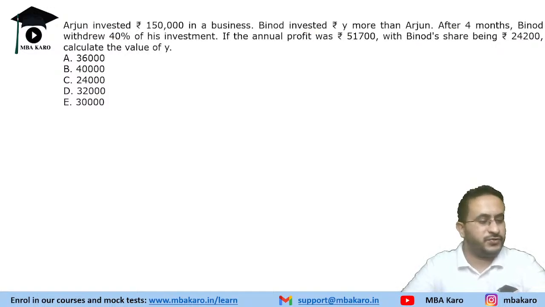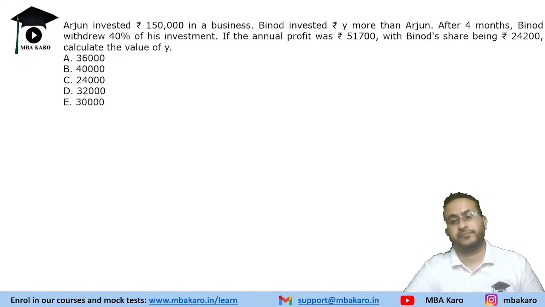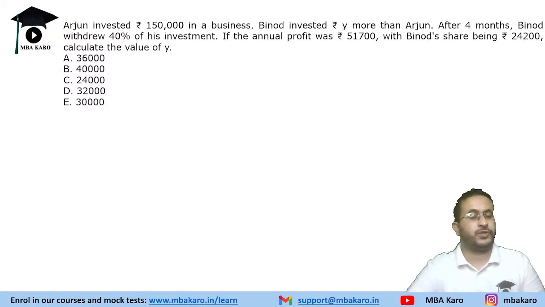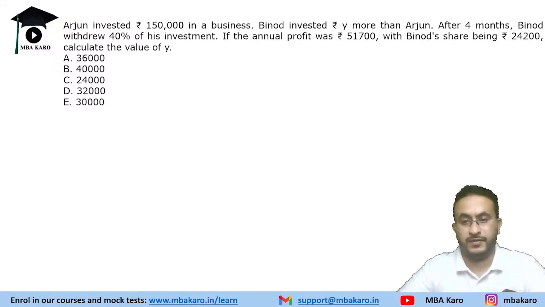Okay, next question. Arjun invested rupees 1,50,000 in a business. Binod invested rupees Y more than Arjun. After 4 months, Binod withdrew 40% of his investment. If the annual profit was 51,700 with Binod's share being 24,200, calculate the value of Y. Partnership based question. Partnership is a standard question type.